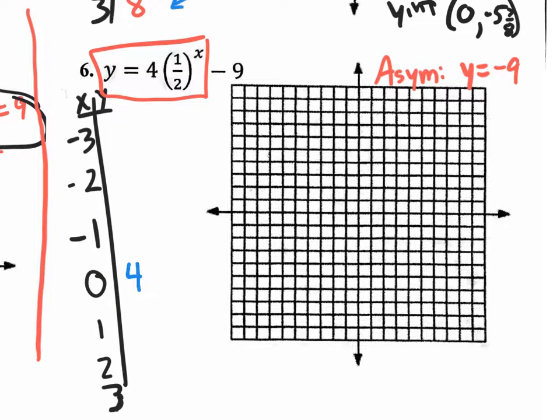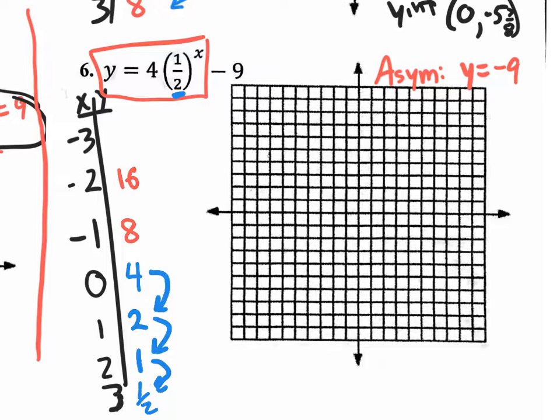Now we're going to use this decay factor of 1/2. We're going to go 4 times half. What do we get? 2 times half. What do we get? 1 times half. What do we get? 1/2, and so on and so on. Backwards, it would be multiplying it by 2. So 4 times 2 is 8, times 2 is 16, but at that point, you're not going to use it anymore because it's already off the graph.